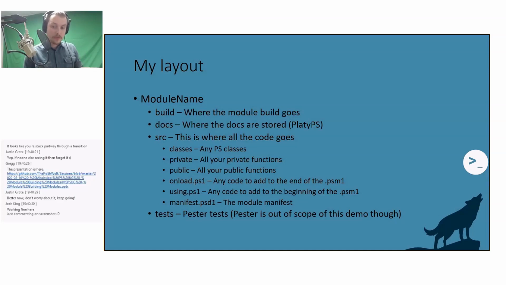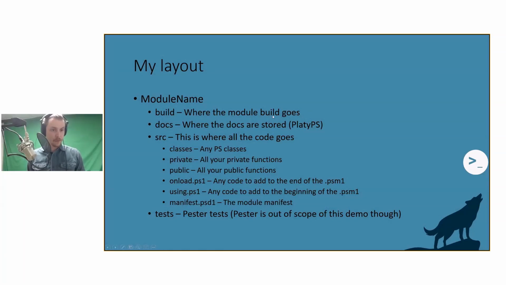So anyway, the layout that I use for my modules is I've got the root of a module name. I'll get my mouse out and kind of walk through this here. And then I have a bunch of subfolders under it. So I've got a build folder, so that's where my built module goes into using InvokeBuild. I'll explain that if you're not familiar with it. And then I've got my docs folder. This is where I store all of my PlatyPS documentation, and we'll get into that after Plaster. And then I have my source folder, which is where all the code goes.